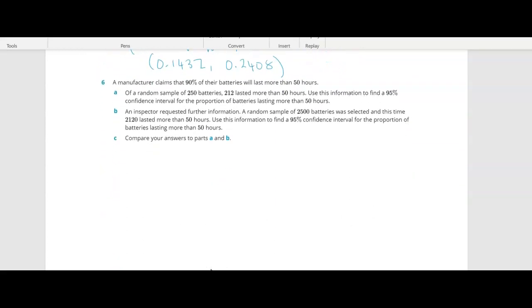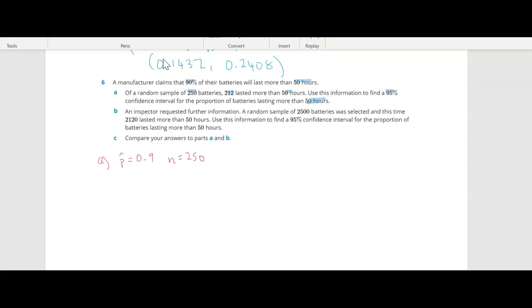All right, question 6. A manufacturer claims that 90% of their batteries will last 50 hours. A random sample of 250 batteries, 212 lasted more than 50 hours. Use this information to find a 95% confidence interval for the proportion of batteries lasting more than 50 hours. Okay, so let's write down what we have. So 90%. All right, so we can also say that is P hat. Random sample of 250.